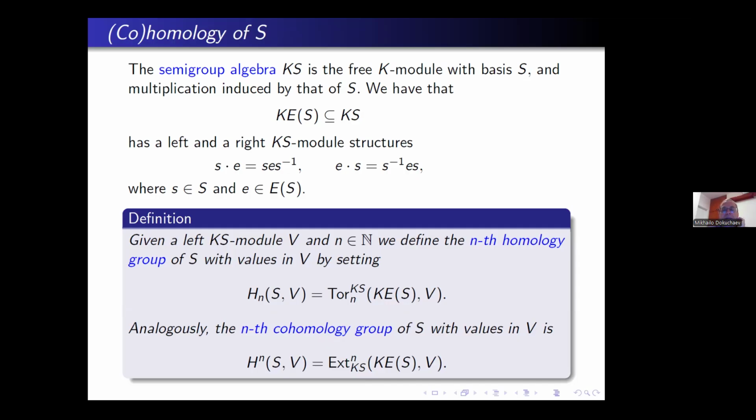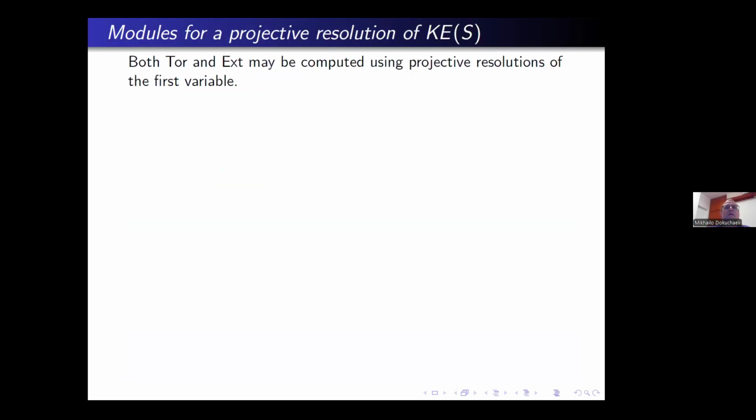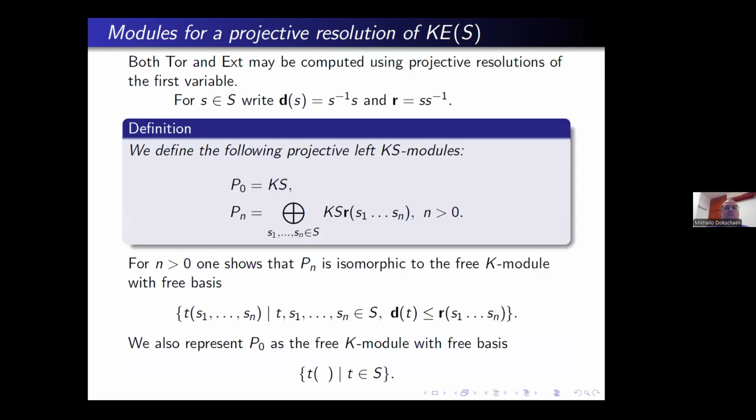And similarly, we take the cohomology. So this will be Ext. Here we again have this KES. And so this will be the cohomology of S with values in V. So these are our definitions. So let me say a few words about these things. Tor and Ext can be computed taking a projective resolution on the first variable.